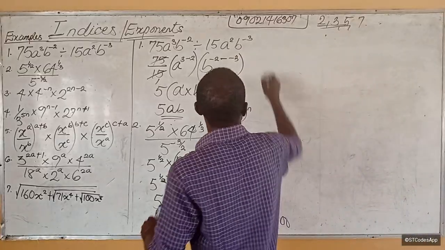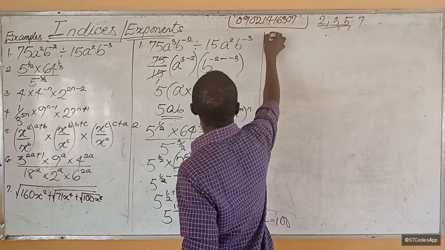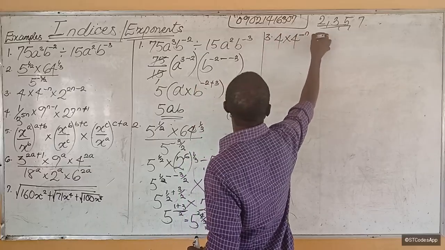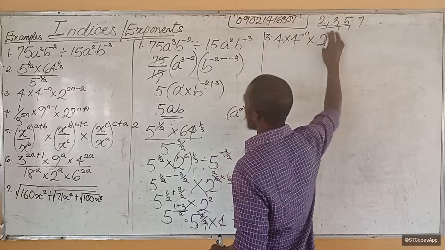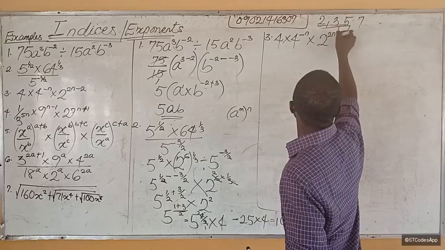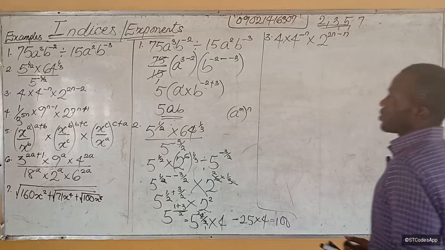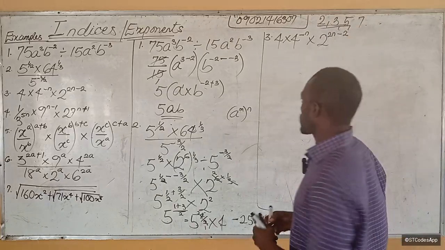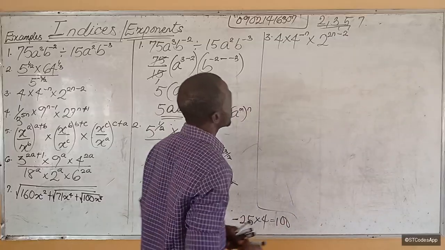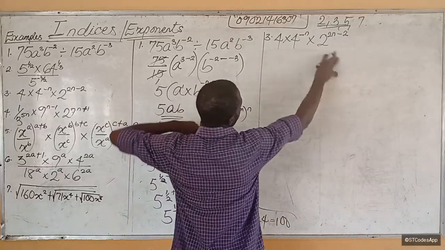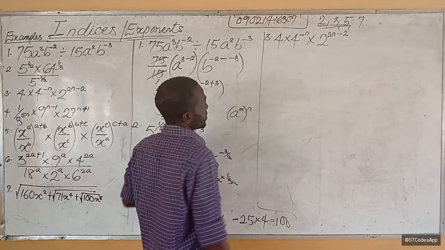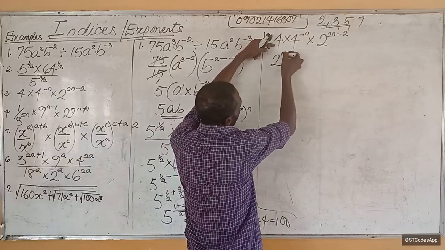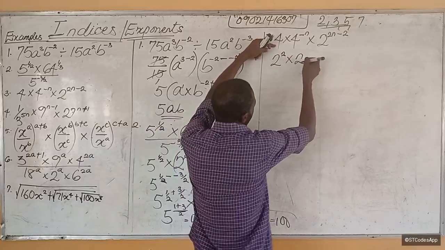Let's go to number 3. Number 3 says 4 by 4 raised to power minus n multiplied by 2 raised to power 2n minus 2, sorry. So if you have this, very simply what you do is this. Now you can reduce all of them to their individual bases, like this. This becomes 2 raised to power 2 times 2 raised to power.